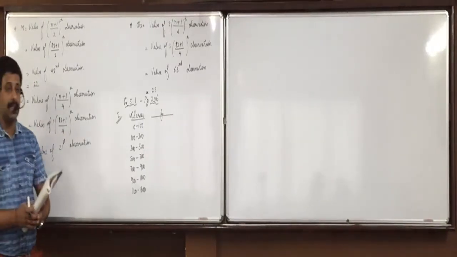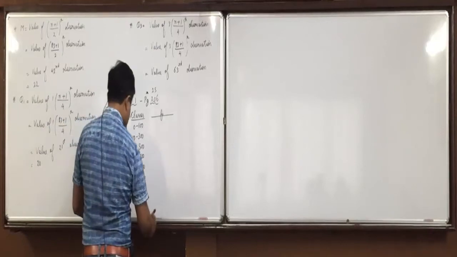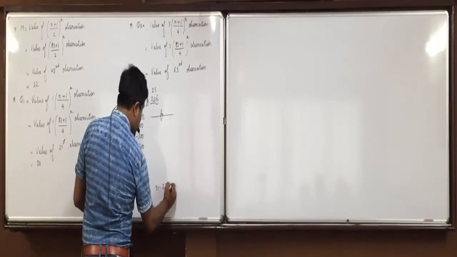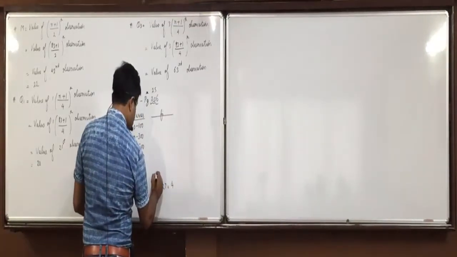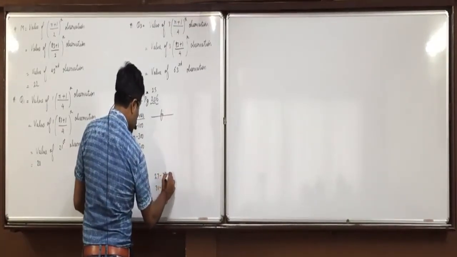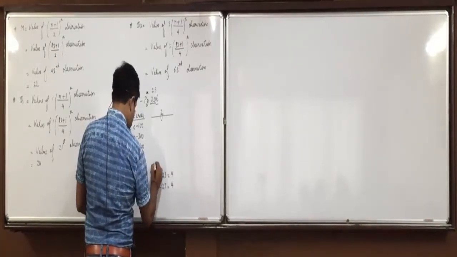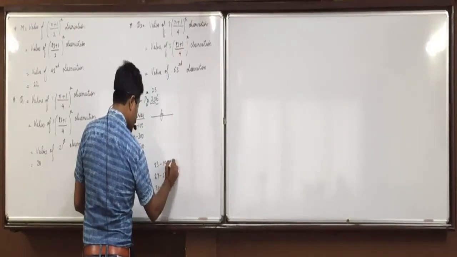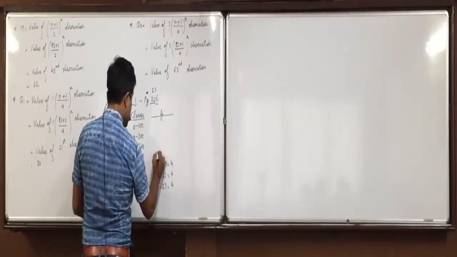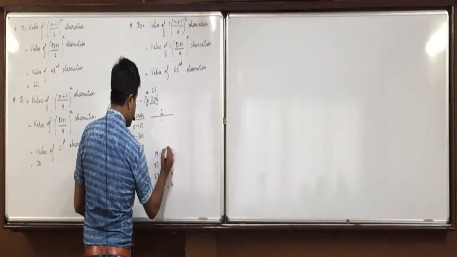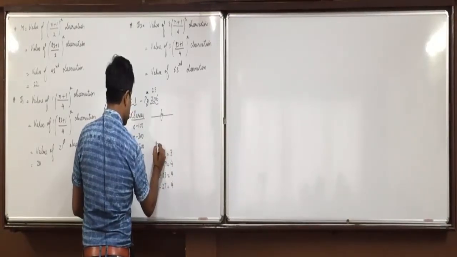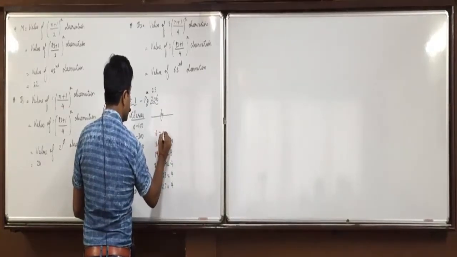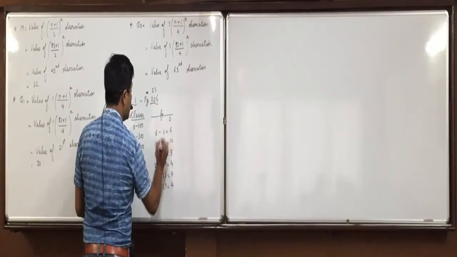Has everyone written the classes? Now frequencies will start subtracting from the highest. So 31 minus 27 is equal to 4. 27 minus 23 is equal to 4. 23 minus 19 is equal to 4. 19 minus 16 is equal to 3. 16 minus 6 is equal to 10. 6 minus 0 is 6, and the first will remain 0.